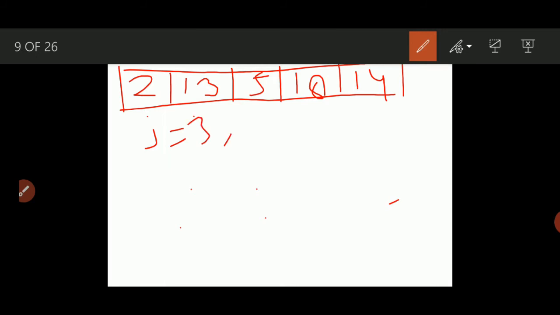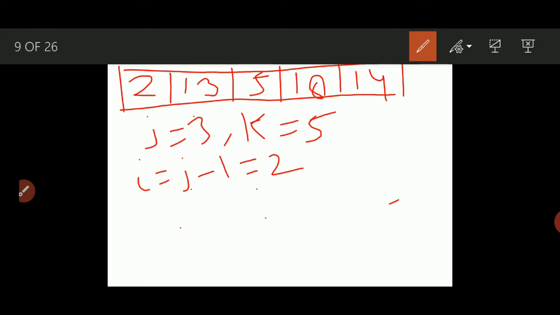Okay, this is 3, and I set the key. A of j is the key value. This a of j, this third value, the key value is 5. You have to understand, okay. And then set the ith value: i is equal to j minus 1. Here j is 3, then i is equal to 2. Obviously, 3 minus 1 is equal to 2.